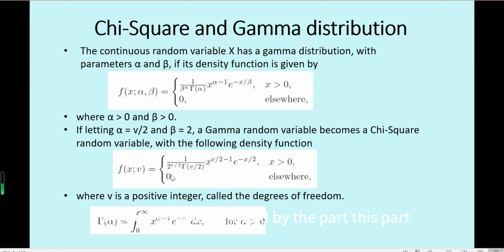So the chi-square distribution has this formula for its density function: 1 divided by 2 to the power v divided by 2, times the gamma function of v divided by 2, then times x to the power v divided by 2 minus 1, times e to the power of minus x divided by 2, for positive values of the random variable, and 0 for negative values. And the gamma function is the integral of x to the power alpha minus 1 times e to the power of minus x, taking the integral over dx.